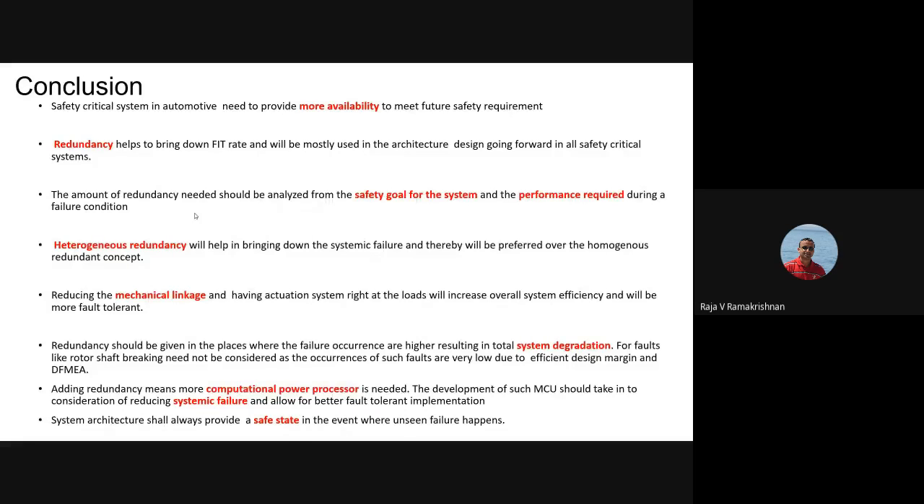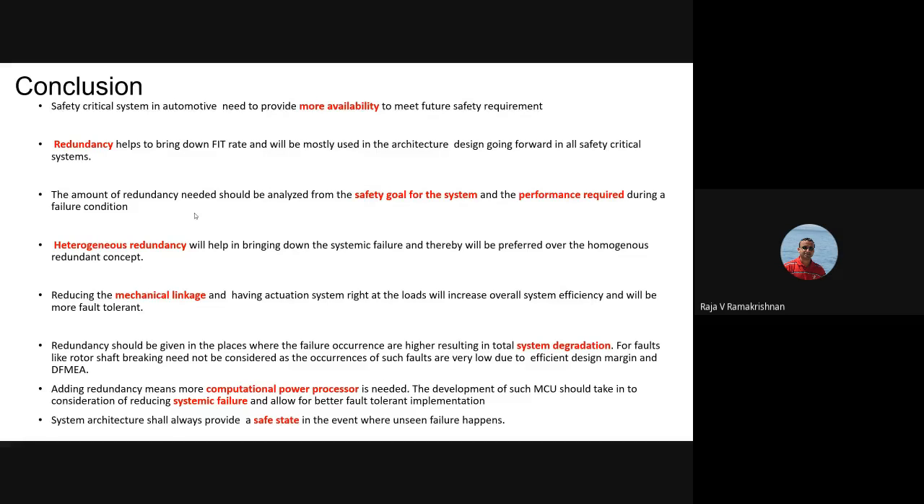Redundancy should be given in places where the failure occurrences are higher. That's very key here. You don't want to define a system where you increase redundancy where the failure conditions are already lower. So you want to attack the right area. For faults like rotor shaft breaking, we need not consider them a higher occurrence, as such faults are very low due to efficient design margins and DFMEA.